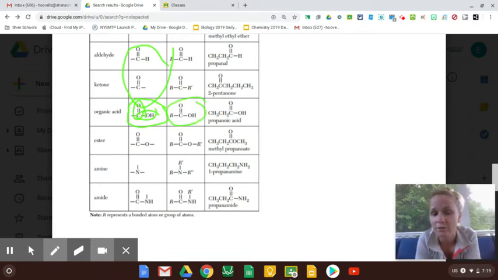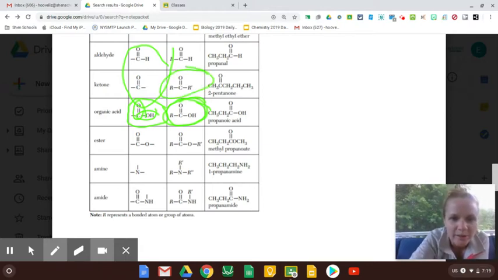So again, you don't have to memorize that. You can just be like, all right, what am I looking at? Who's got C-double-O-OH on the end? Okay, organic acid. How do I tell ketones from organic acids? Okay, ketones have a double bonded O, but organic acids have a double bonded O and an OH. Okay, so organic acids have C-double-O and OH.